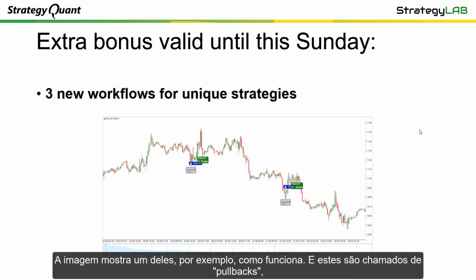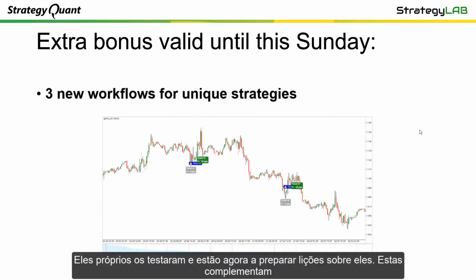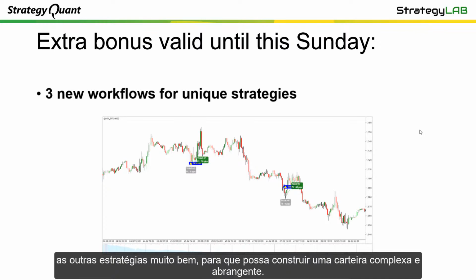These are called pullbacks, where we look for corrections in the stock market and then write them up. These are 3 new workflows, 3 types of strategies and templates that Thomas and Cornell are working on. They have tested it themselves and are now preparing lessons on it. These complement the other strategies very well, so that you can build a complex, comprehensive portfolio.